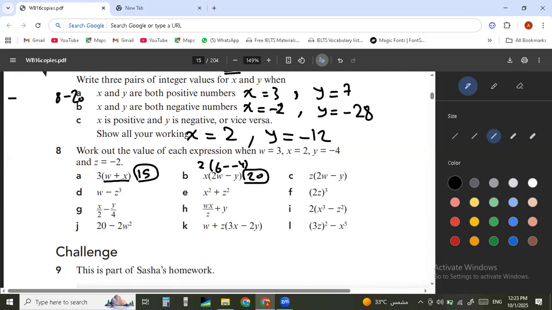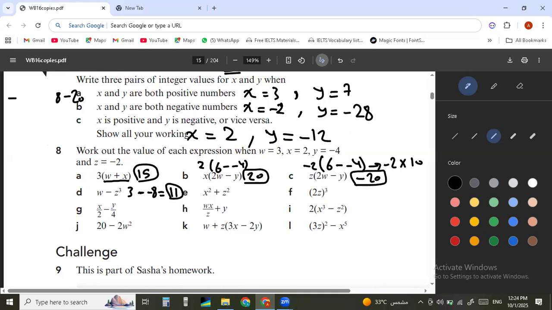z times (2w minus y). Z is -2. So -2 multiplied by 2w, which is 6, minus y, which is minus -4. So -2 multiplied by 6 plus 4, which is 10. So it's going to be equal to -20. Then w minus z cubed. So it's w, which is 3, minus -8, because -2 cubed is -8, which is going to be equal to 3 plus 8, 11.